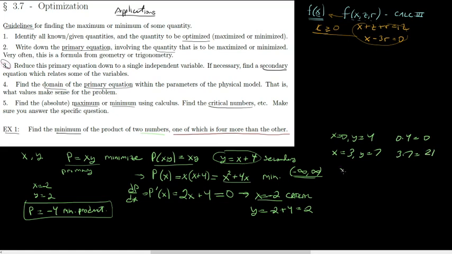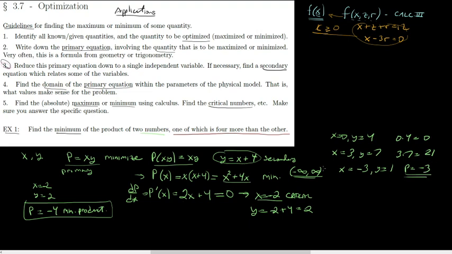Again, I'm picking nice numbers, integers, but there's nothing here that says these two numbers can't be decimals or fractions. I'm just picking easy numbers here. We could pick negative 3, and negative 3 plus 4 would be positive 1. So if I multiply x times y, negative 3 times 1, that product would be negative 3, which you notice is bigger than negative 4, but just barely.